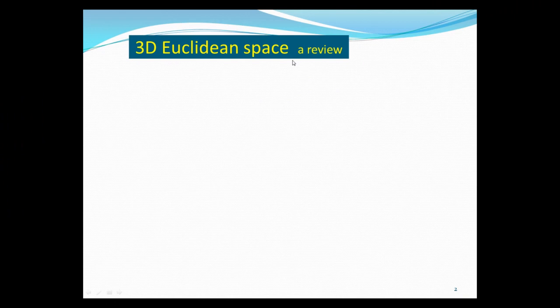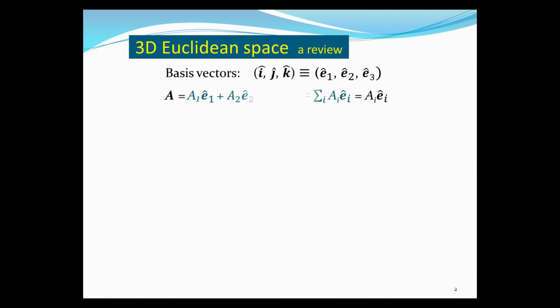Let's remind ourselves of something we knew in Euclidean space, in particular three-dimensional Euclidean space. The basis vectors will be i, j, k, and a vector can be expanded in terms of basis vectors, with coefficients being the components of the vector, in this case the sum over a_i e_i. We will always adopt the Einstein summation convention, so we won't bother to write the summation sign. Whenever you see two i's, it's understood they are summed over.